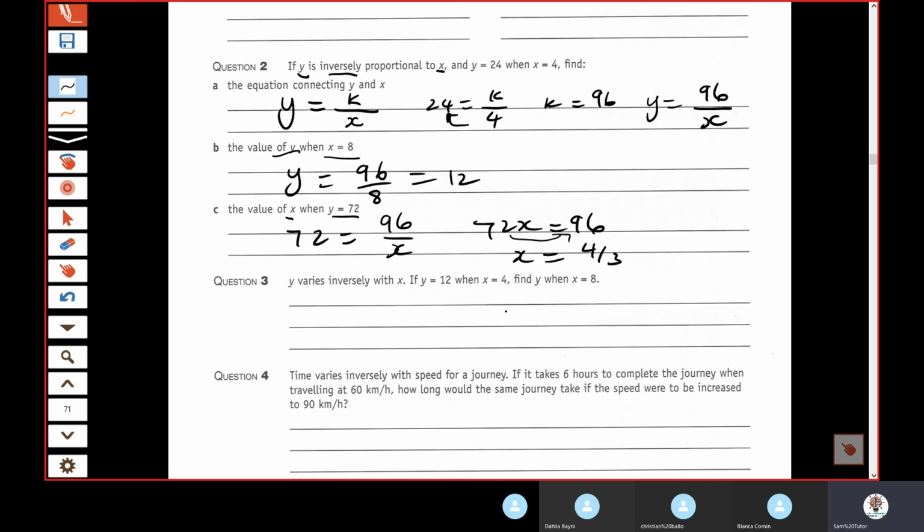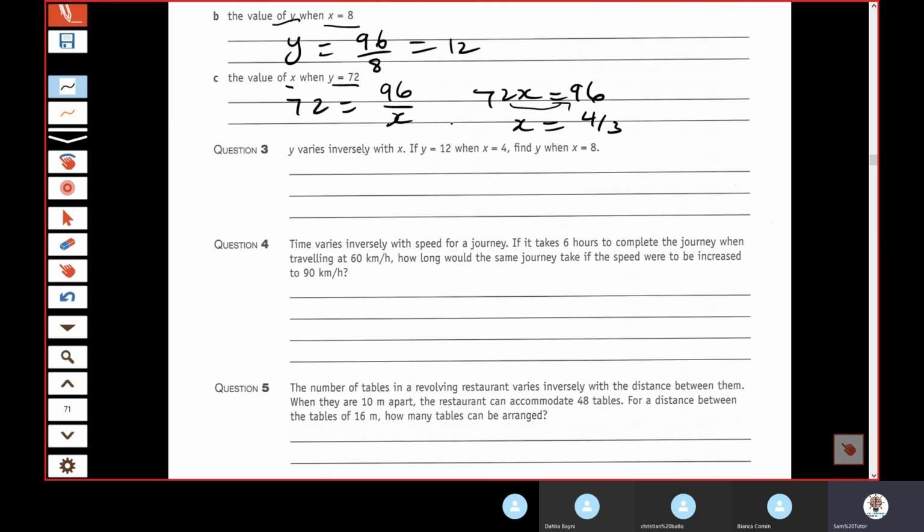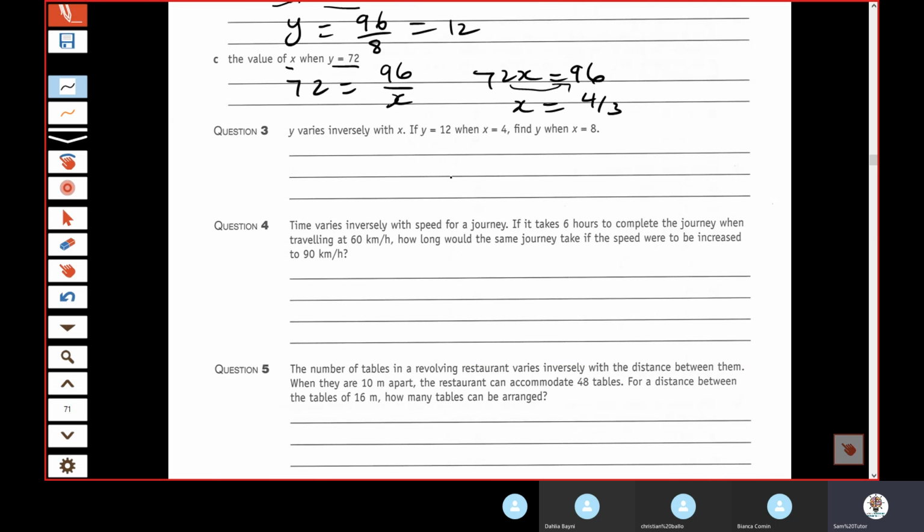Yep, question 3. This is a typical exam question, so it's not going to usually be broken up. Typical ones like this, and the problem is this is the way you guys read it. Y varies inversely with x. If y equals 12 when x equals 4, find y when x equals 8. Then you're like, I'm confused. Because you read the whole thing. A full stop in math means stop. Comma also means stop or break. And then full stop means finished, stop. So just keep that in mind.